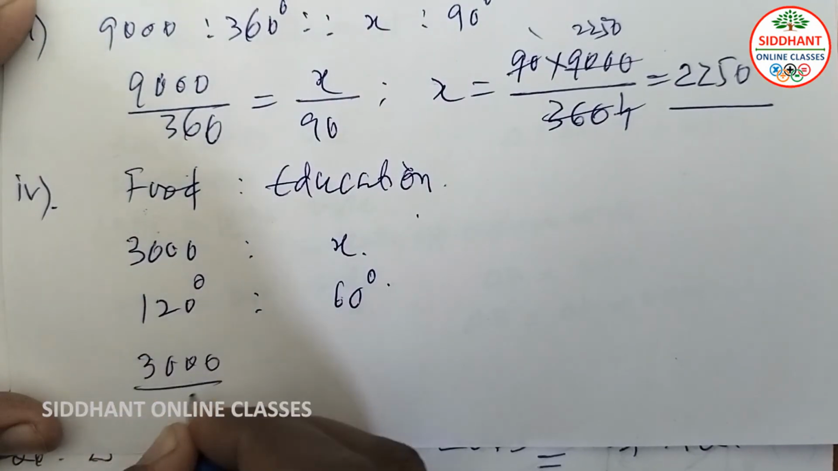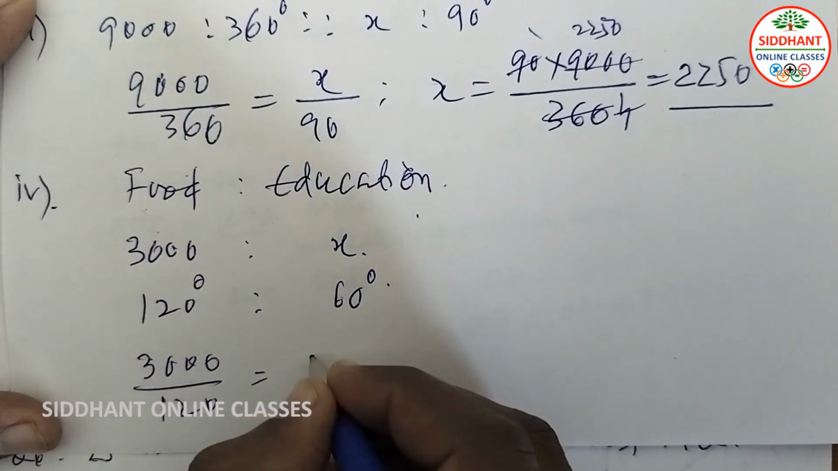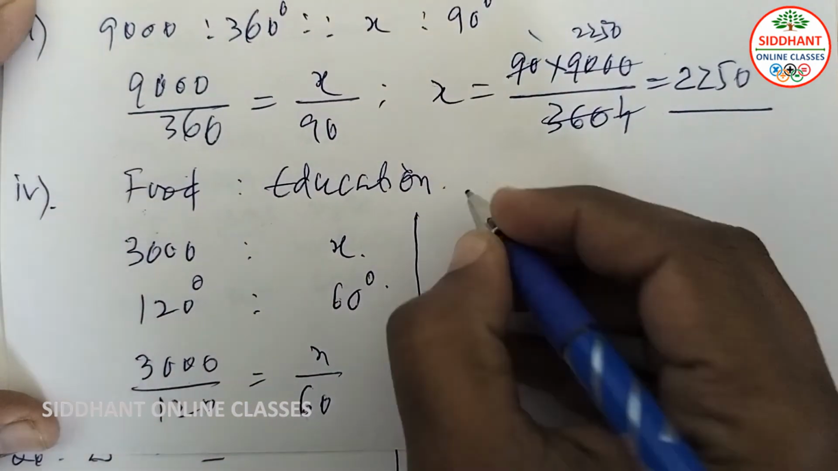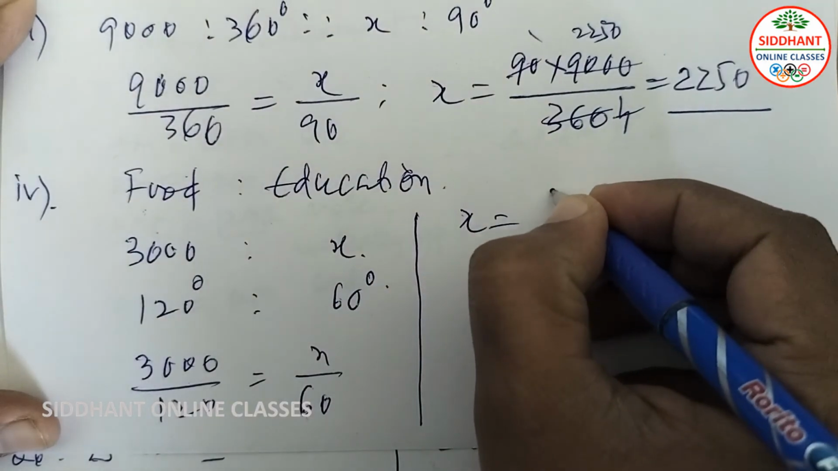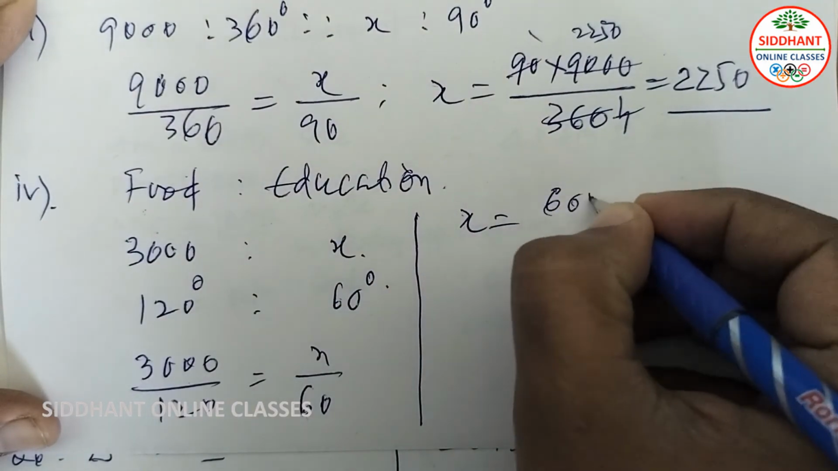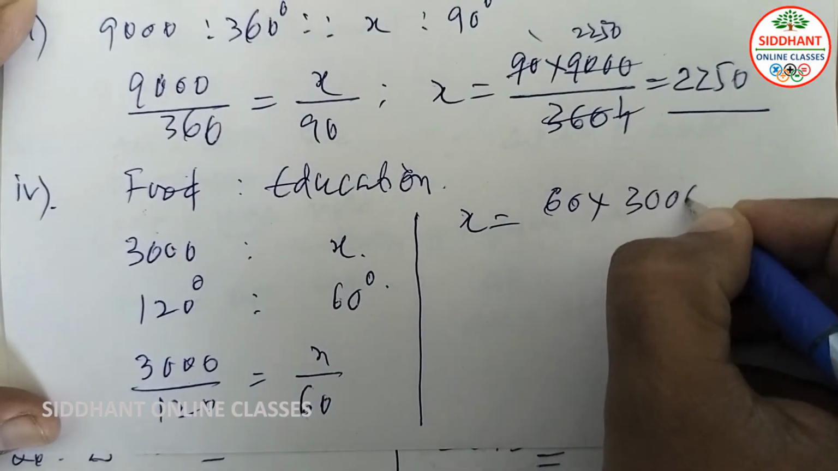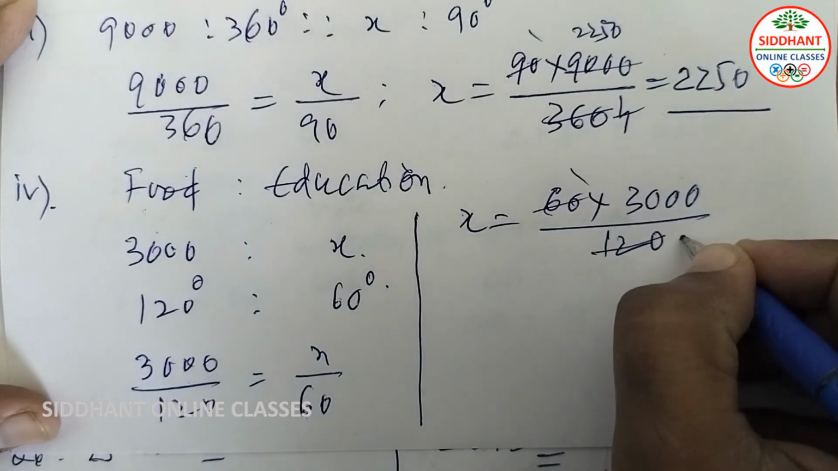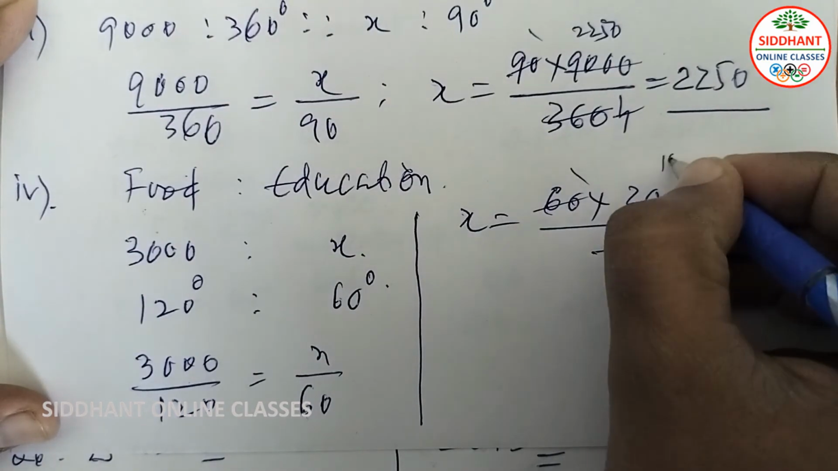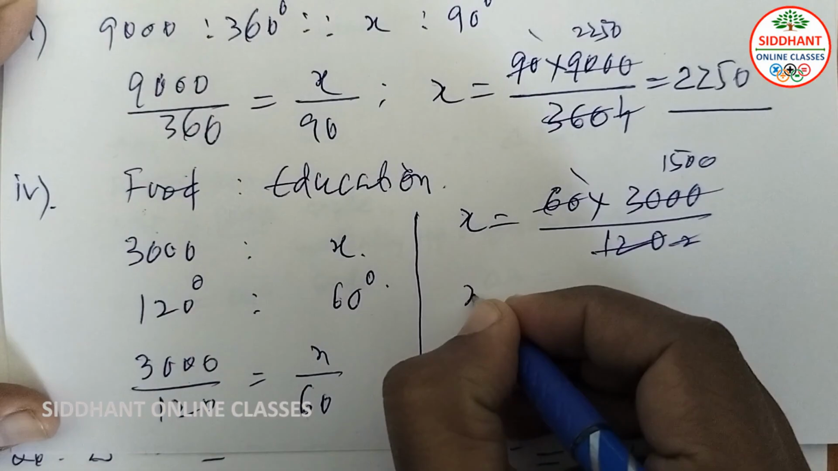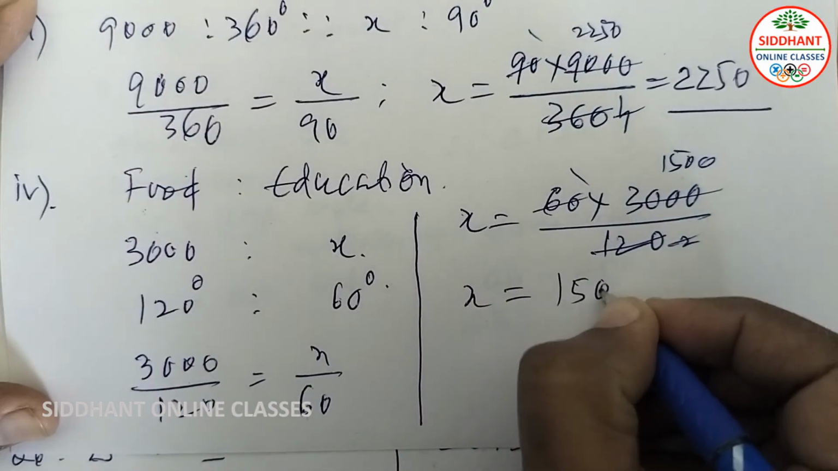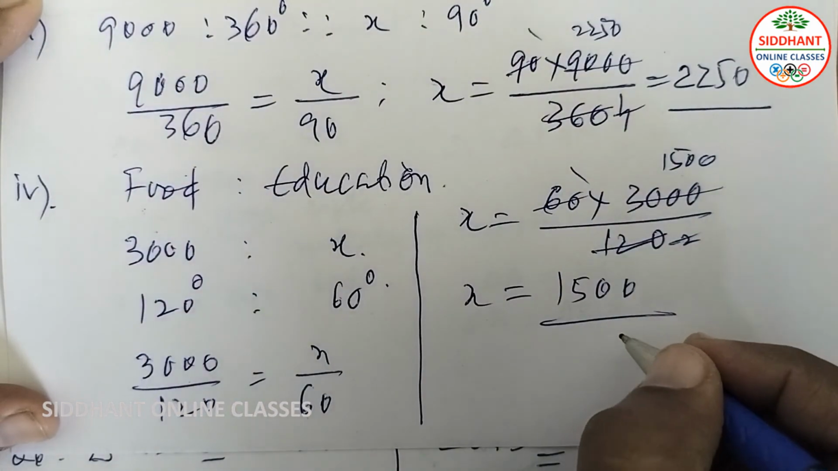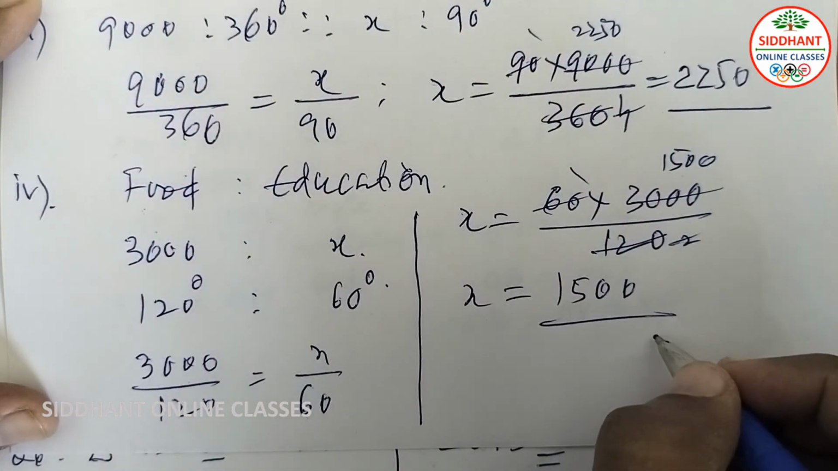So here we can say 3,000 by 120 equals x by 60. Then x equals 60 into 3,000 by 120. So here 2 times, and here 1500. Then x equals 1500. So 1500 rupees is the expenditure on education of children.